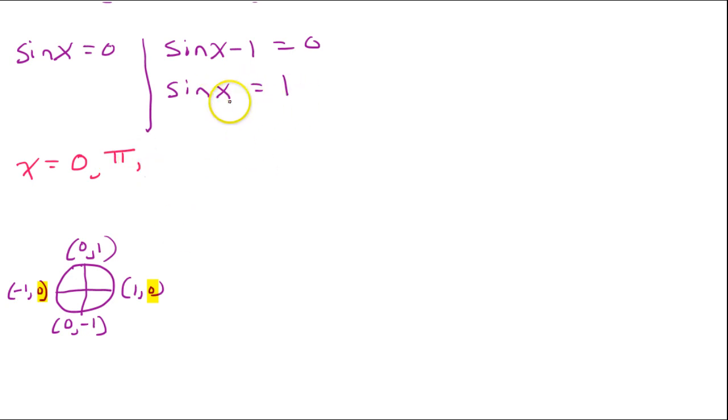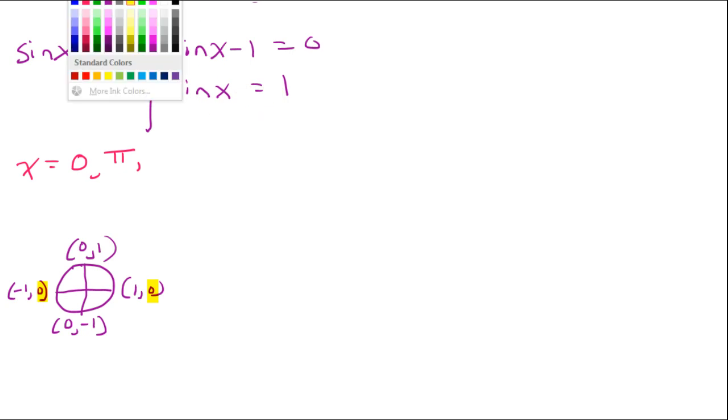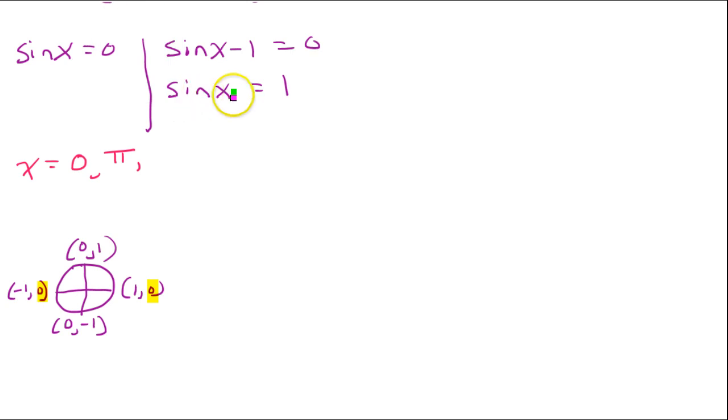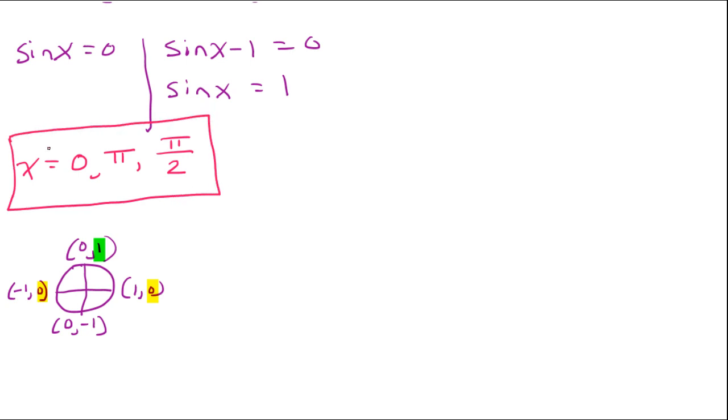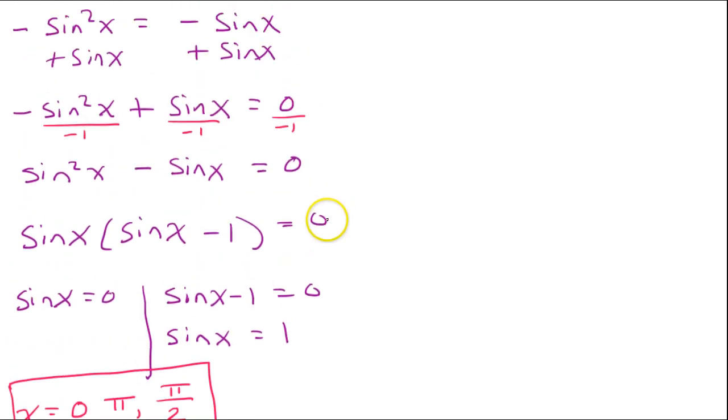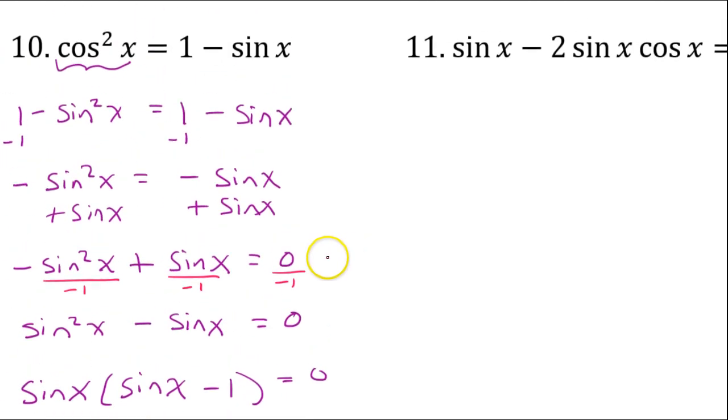Now, what about sine equaling 1? Maybe I'll just change the color of my highlighter. Where is the y value equal to 1? Well, there's a y value of 1 right there. So I'm going to add that to my list of solutions. That's pi over 2. So there you go. These are my 3 solutions to this equation. Okay, that was problem number 10.